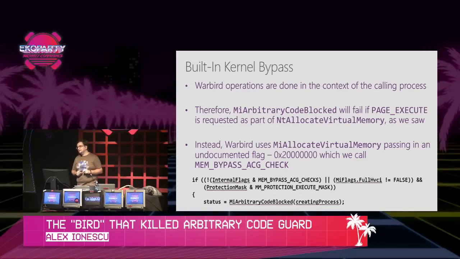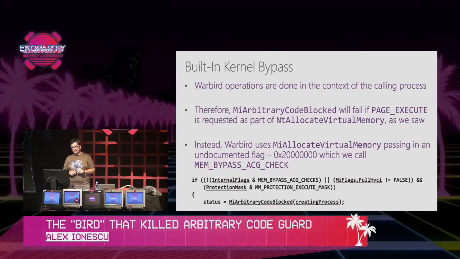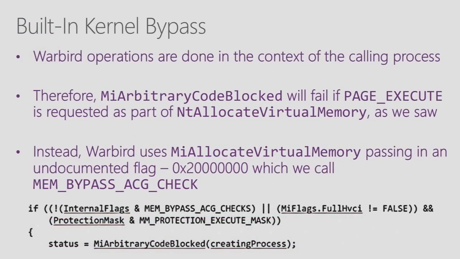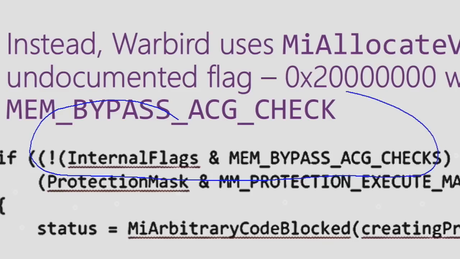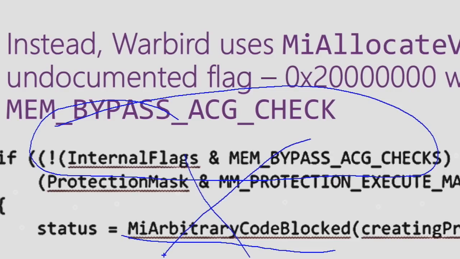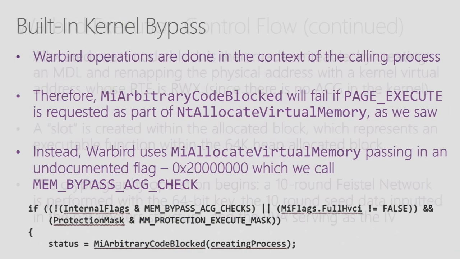So it turns out Warbird doesn't use NtAllocateVirtualMemory. It uses MiAllocateVirtualMemory, which is an internal function inside of the kernel, and it passes this undocumented flag, which only the kernel can pass, 0x20000000, which I've called MEM_BYPASS_ACG. And basically, the code inside the kernel says, well, if you're not bypassing ACG, then we're going to verify if we should block you. And of course, Warbird passes that flag. This check does not execute, and Warbird is allowed to allocate executable memory inside of your process.